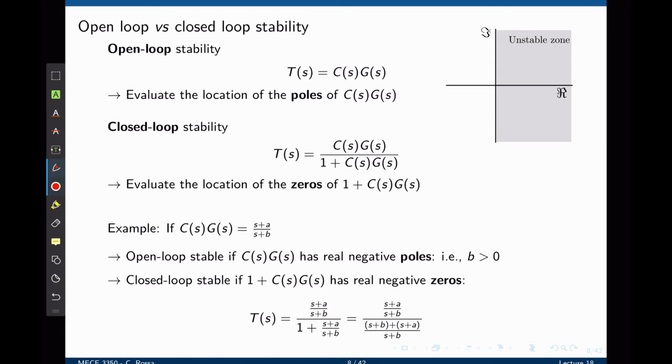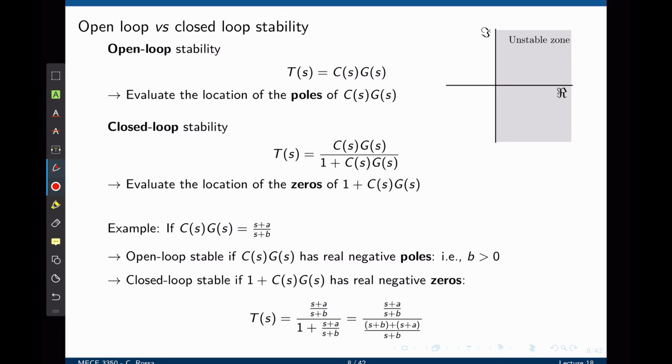For the open loop stability, if L of S is the open loop transfer function, then the necessary and sufficient condition for stability of the open loop system is that all poles of the open loop transfer function must be placed on the left side of the S-plane. That means all poles have a negative real part and all their exponentials then decay to 0. The system is then said to be stable.